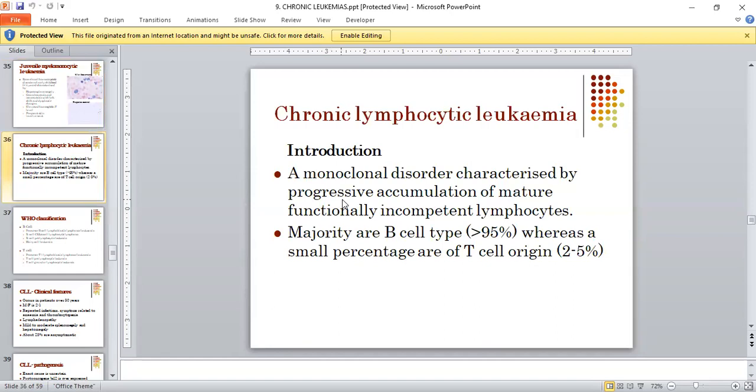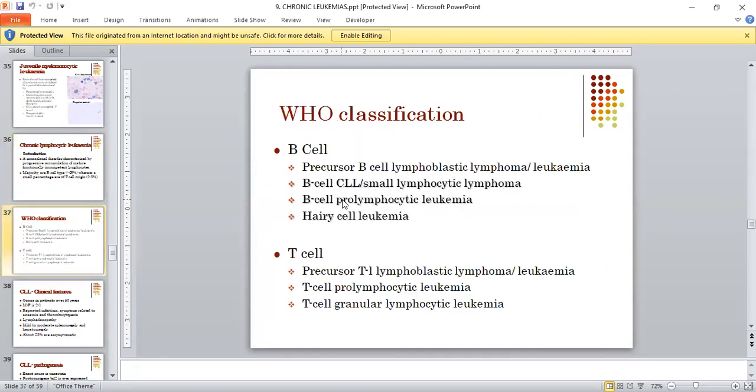Now the next one is CLL, chronic lymphocytic leukemia. So this one is a monoclonal disorder characterized by progressive accumulation of mature, functionally incompetent lymphocytes. Most are the B cell type. So this one is something that we need to note. Most implicated cells are the B cells, and a small percentage are the T cells.